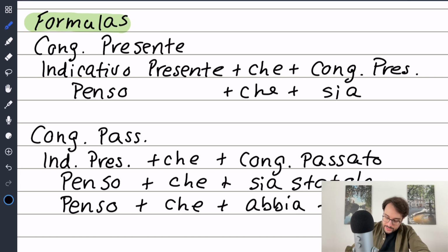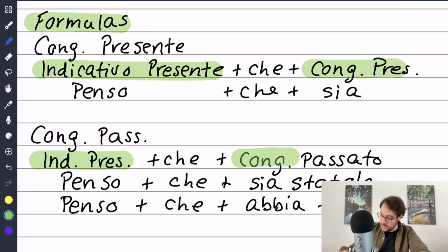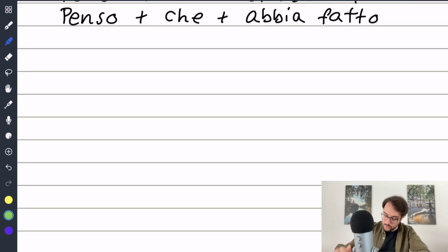Let's do a little bit of highlighting. I always love highlighting. With the congiuntivo presente, we have indicativo presente plus congiuntivo presente. Those are the parts that are most important, I would say. In the congiuntivo passato, we have indicativo presente and then congiuntivo passato. Very nice. Now, let's review what we did in the lesson before this one.